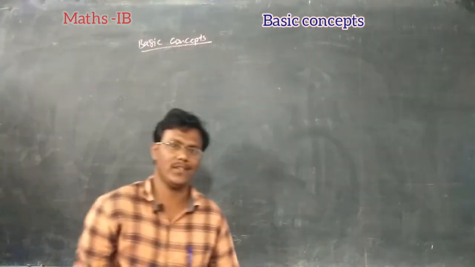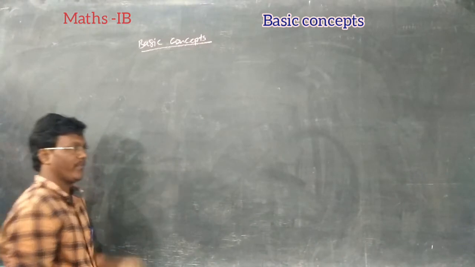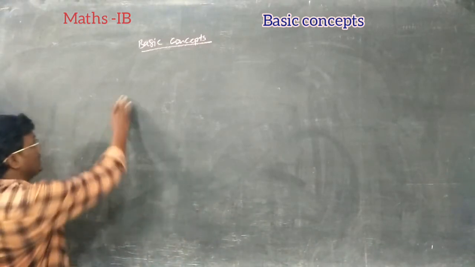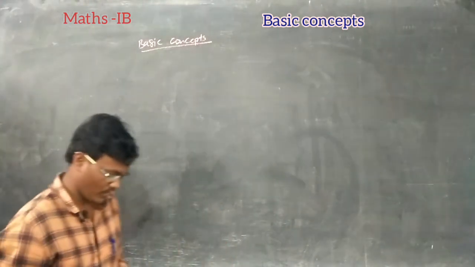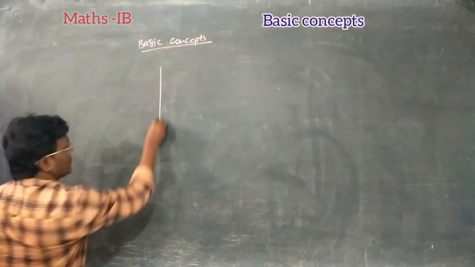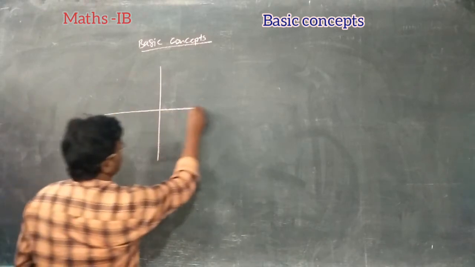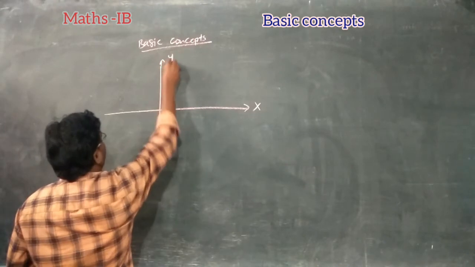So today we are discussing the basic concepts of maths. In the basic concepts, first we are discussing the coordinate axis. Now we are discussing coordinate axis. So coordinate axis is nothing but, right? So this is denoted by x and this is denoted by y.